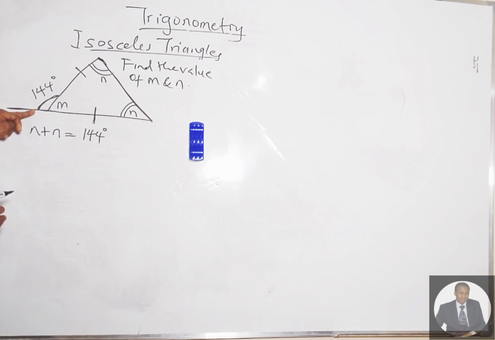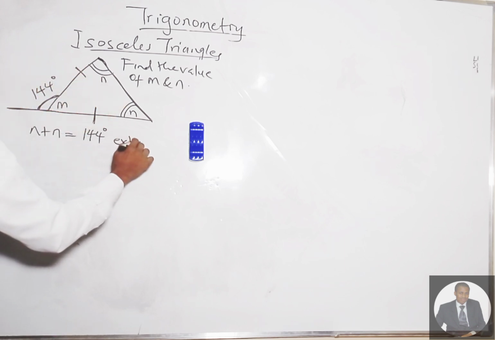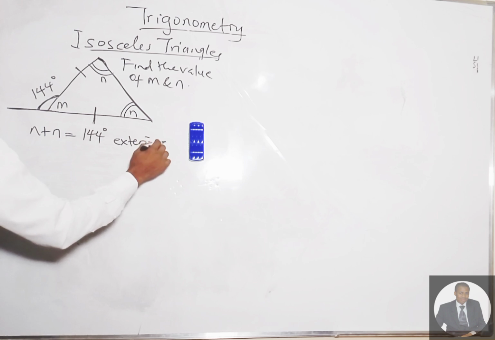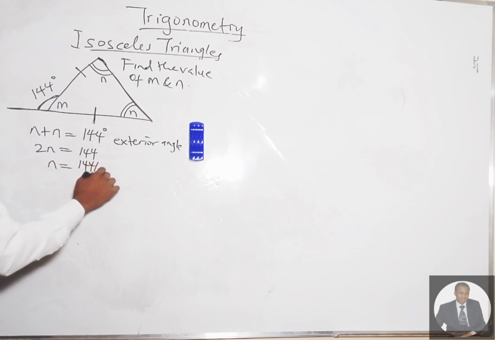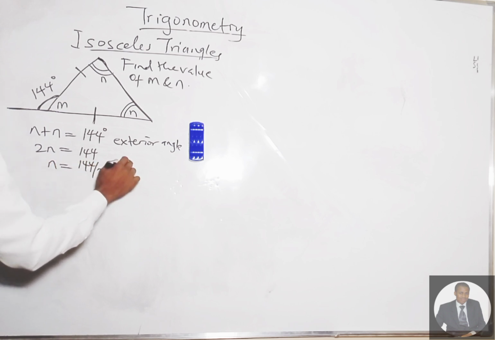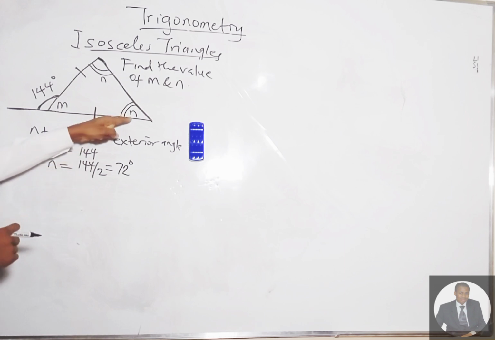An exterior angle is equal to the sum of the interior angles facing it. So 2n is equal to 144. n is 144 over 2, and that's 72 degrees. So this 72 degrees is very easy to use to look for m. There is another way in which we can look for m.